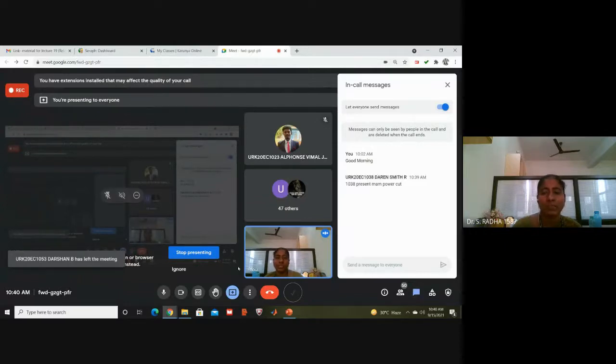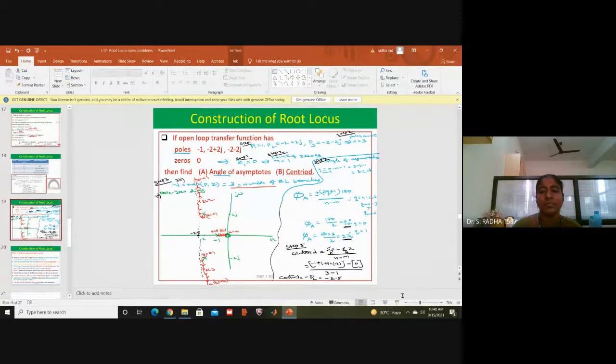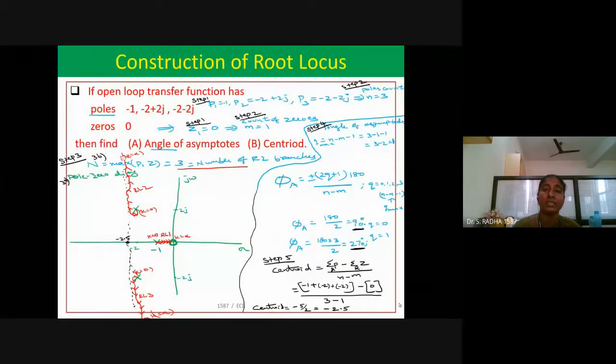Okay, just to explain, I have drawn it to the fullest. Otherwise, there is some background calculation. The last step, step number 5, I completed centroid. Step 6 is the breakaway point. In step number 7 only, we will come across angle of departure and angle of arrival. Based on that only, these 2 branches can be drawn.